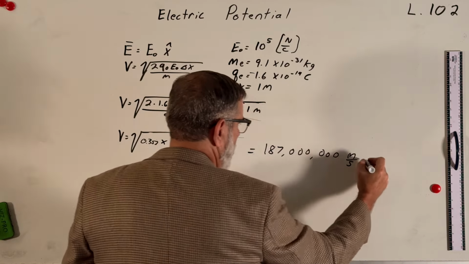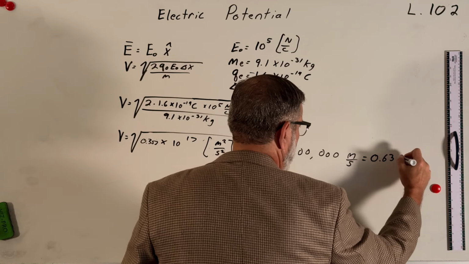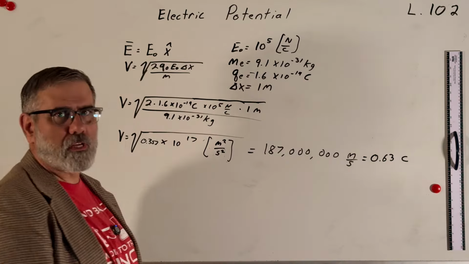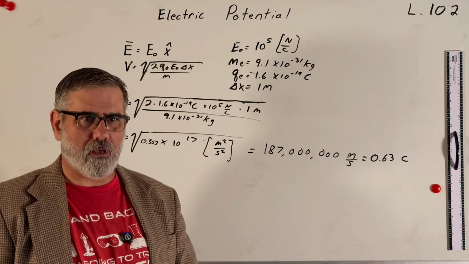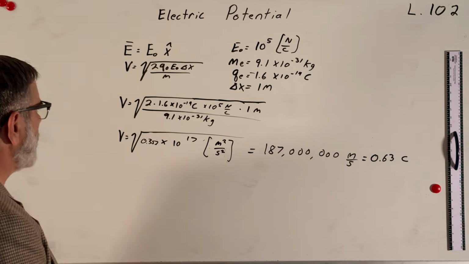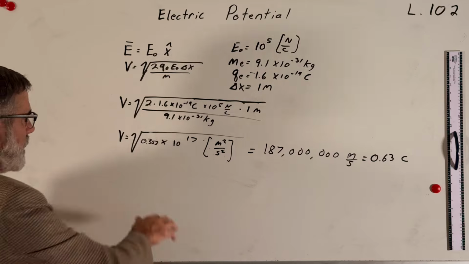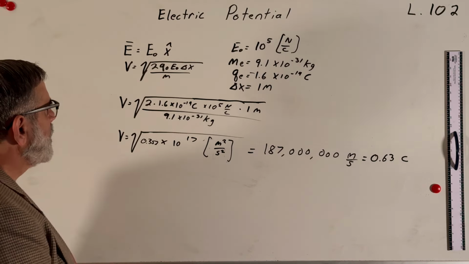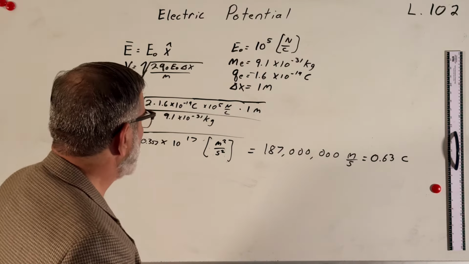So this is also equal to 0.63 times the speed of light. So it's 63% the speed of light. It's pretty fast, huh? Yeah, after just 1 meter of acceleration. So kind of ugly here with the units, but that's why the volts are nice. Let me just show you how to do that now, okay?